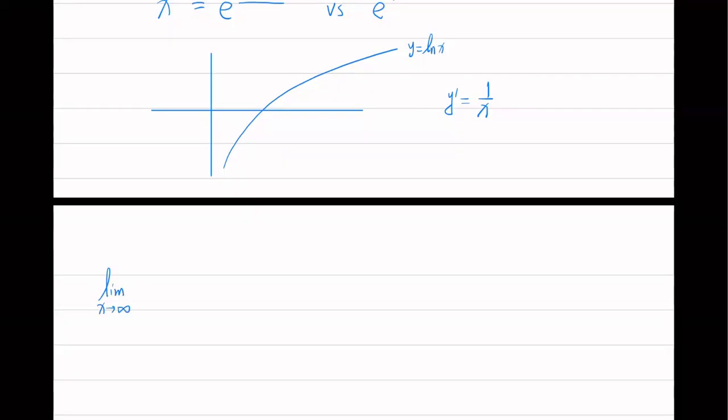As x goes to infinity, logarithm x and square root of x. Okay, when x goes to infinity, this goes to infinity, this goes to infinity. Which one goes to infinity slower? What's your guess? Okay, so how do you find this limit?